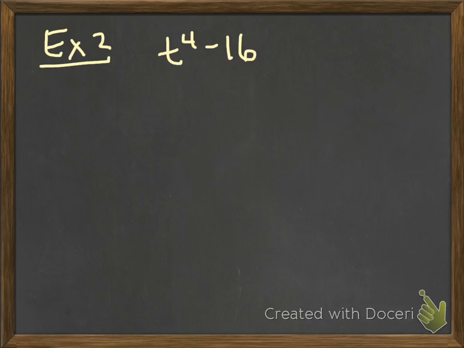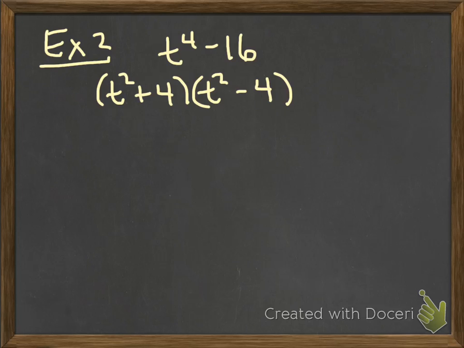Example 2, we see if there's a greatest common factor. That's step 1. No, there's not. It is two terms, so now I have to see if it's the difference of squares. 2 to the 4th is a perfect square, 16 is a perfect square, and there's a minus in the middle. So that is a difference of squares. We get 2 squared and 2 squared, 4 and 4. One's a plus, one's a minus.